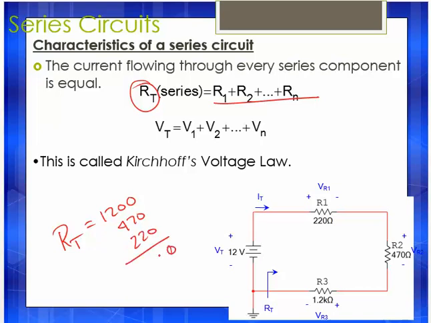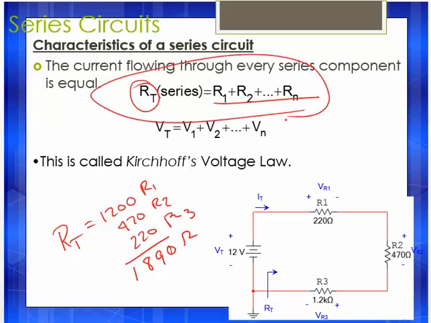So overall we have 1,890 ohms, and that's simply by just adding them up like we see here. That's how we find the total resistance in a series circuit.